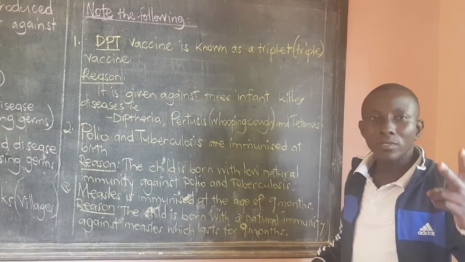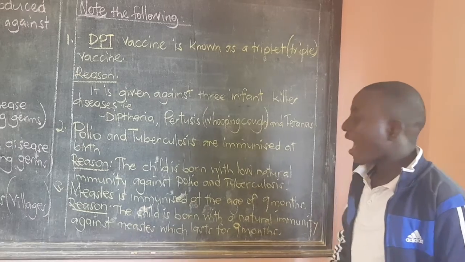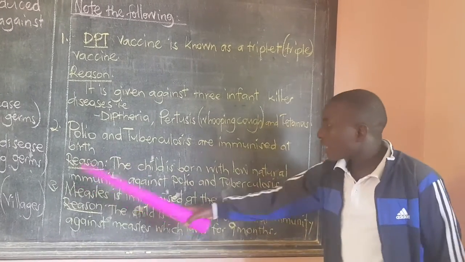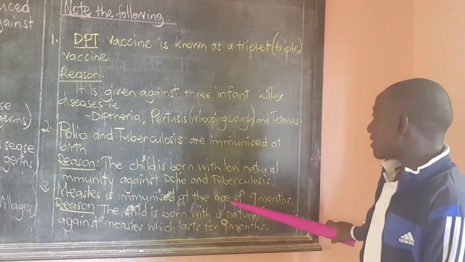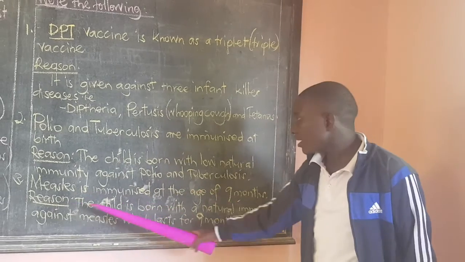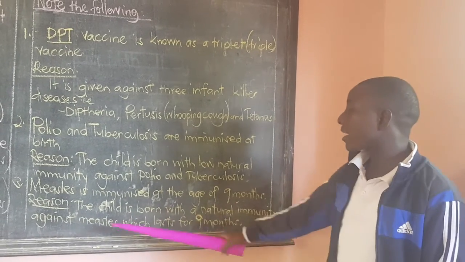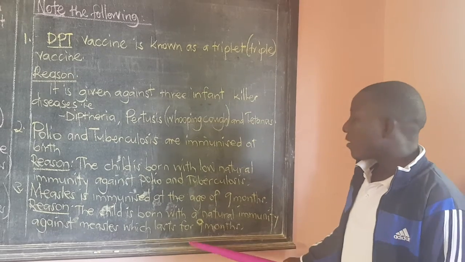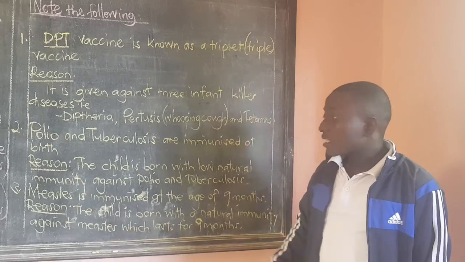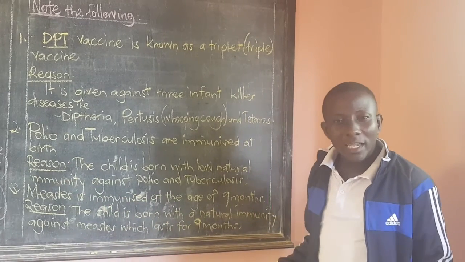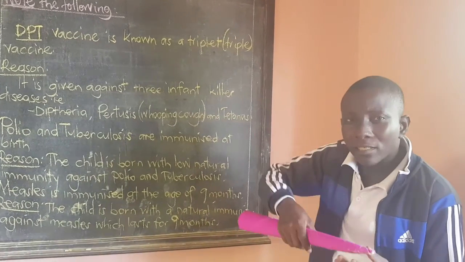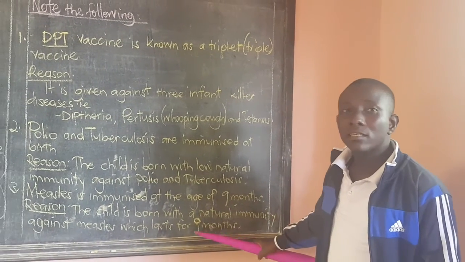They will ask you to name any 2 diseases which are immunized against at birth. Polio and tuberculosis. Number 3: measles is immunized at the age of 9 months. Reason: the child is born with a natural immunity against measles, which lasts for 9 months. So at 9 months, the immunity against measles has weakened, so the baby can contract measles. That's why it's immunized, so that the child cannot get measles.